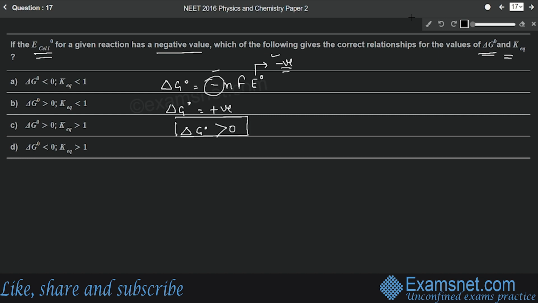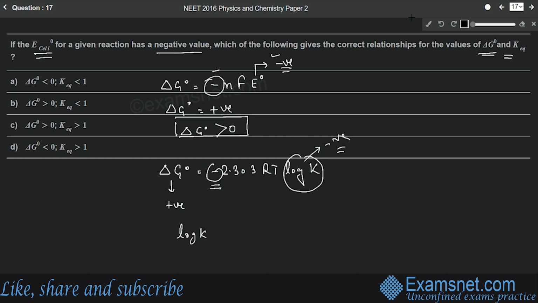Delta G0 will be more than 0. Okay. Now the second thing is K equilibrium. So for that we'll consider the equation delta G0 equals to minus 2.303 RT log K. Okay. Now we know that this delta G0 is positive, and on the right hand side we have a negative sign here. That means the right hand side can be made positive when this log K will be negative. Okay, so negative and negative will become positive. Okay, so for delta G0 to be positive, log K must be negative.